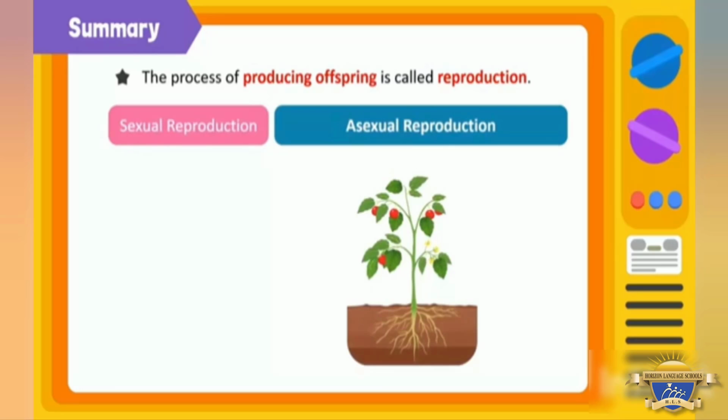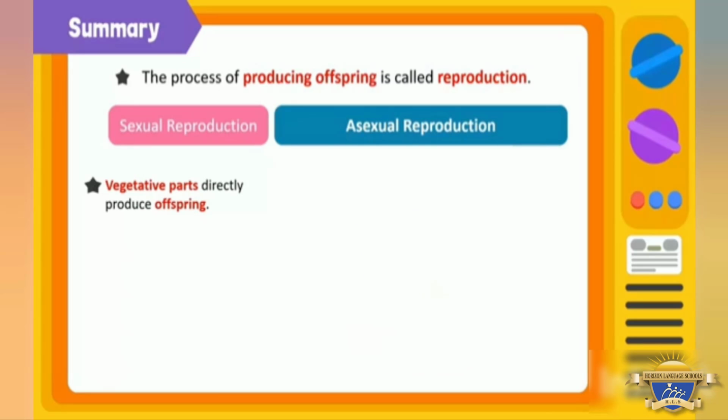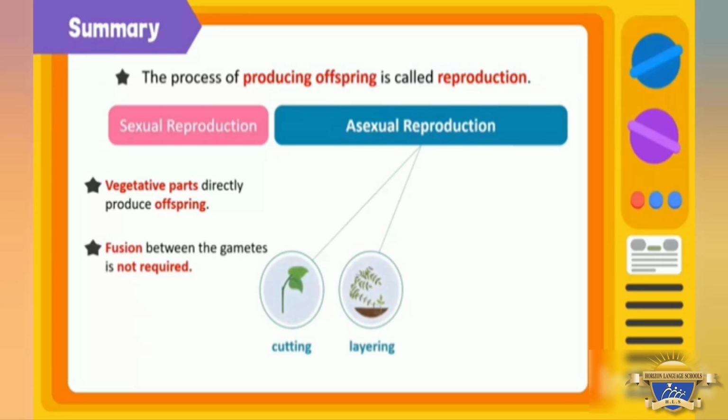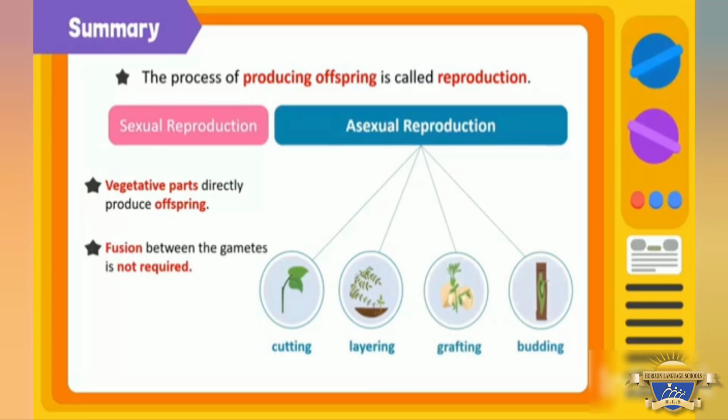In asexual reproduction, vegetative parts of a parent plant directly produce offspring. There is no need for fusion between male and female gametes. Examples of this include cutting, layering, grafting, and budding. No seeds are formed at the end of asexual reproduction.